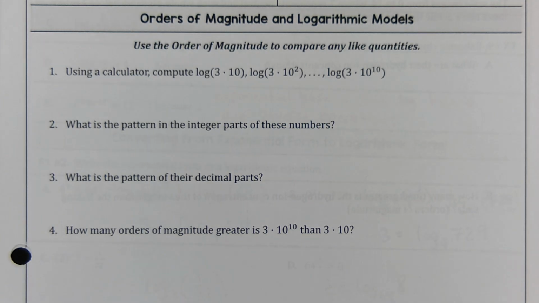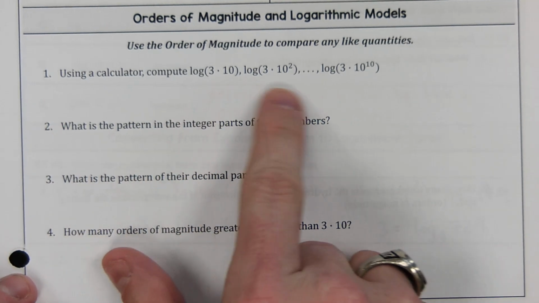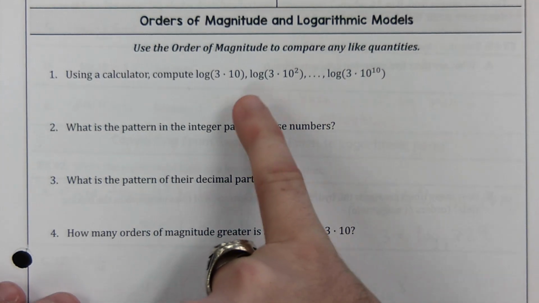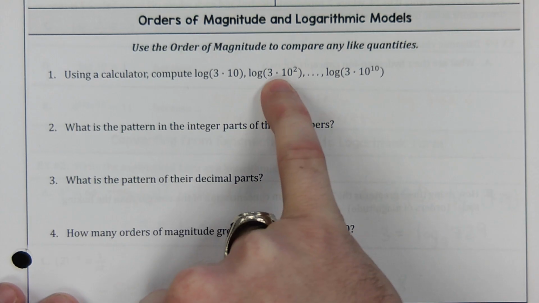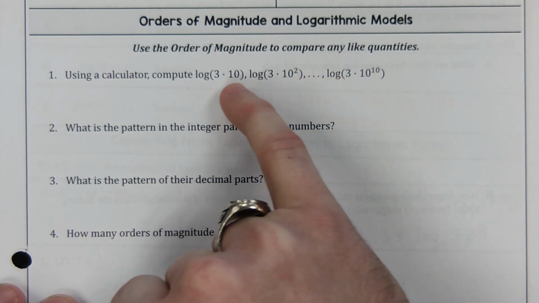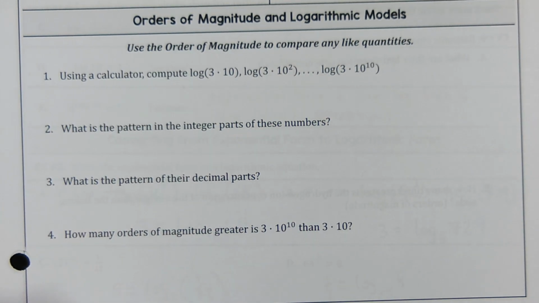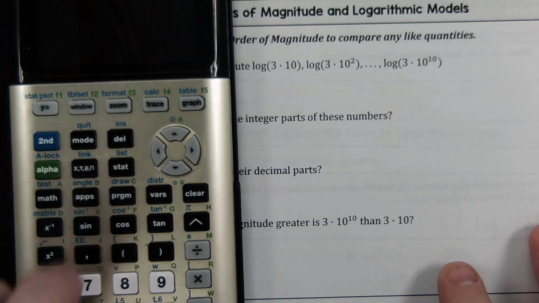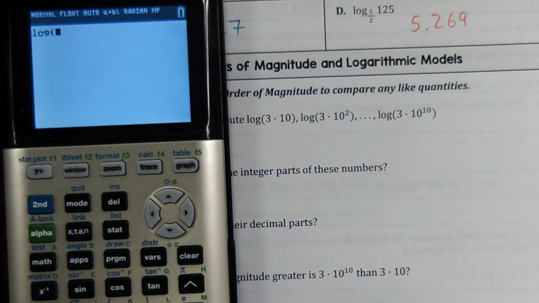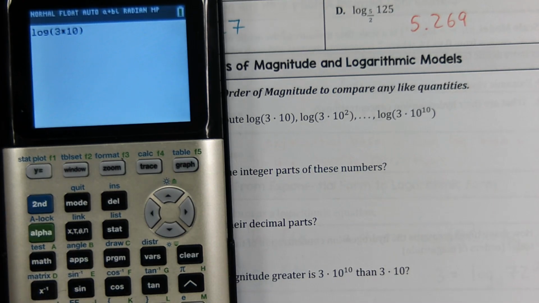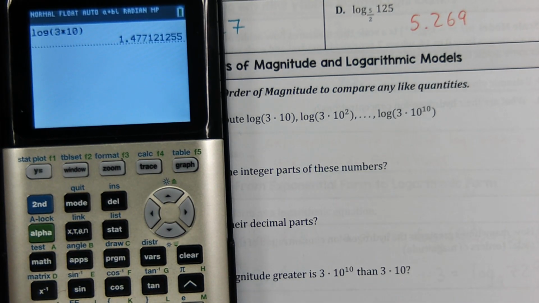Alrighty, so use a calculator. We're going to compute these values. I am not going to compute all of the ones from log of 3 times 10 to the second to here. I'm just going to do all these 3 numbers. All right, I'm not trying to go crazy here. So let's do log of 3 times 10. Log of 3 times 10 is 1.477.